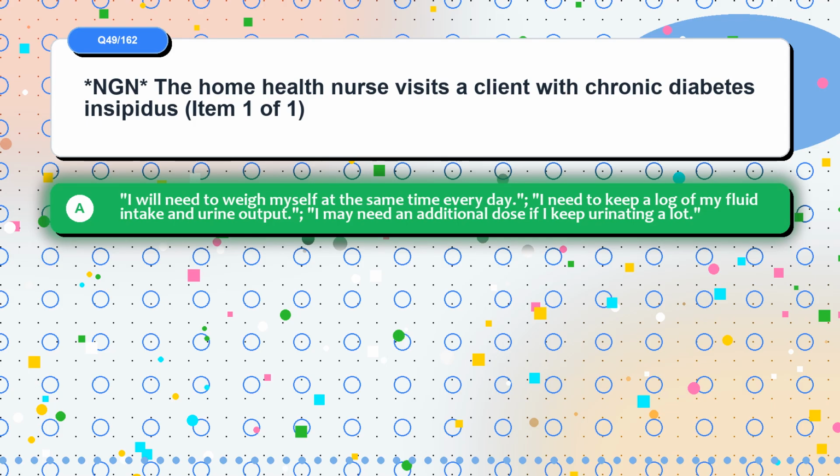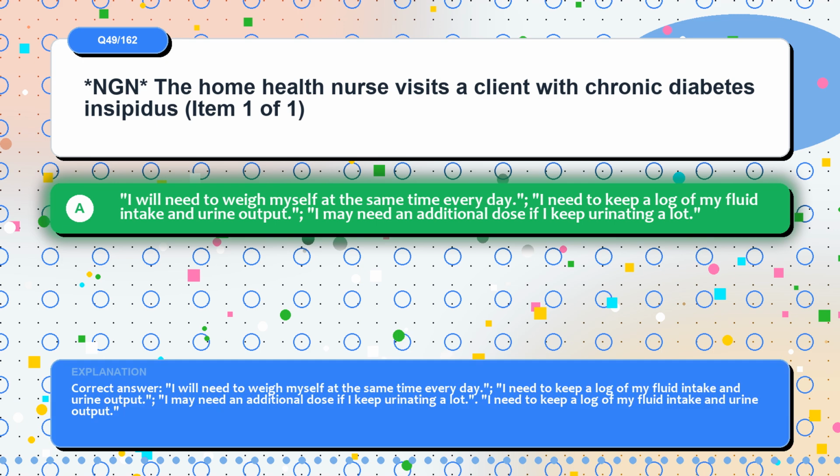The correct answer is option A. I will need to weigh myself at the same time every day. I need to keep a log of my fluid intake and urine output. I may need an additional dose if I keep urinating a lot.